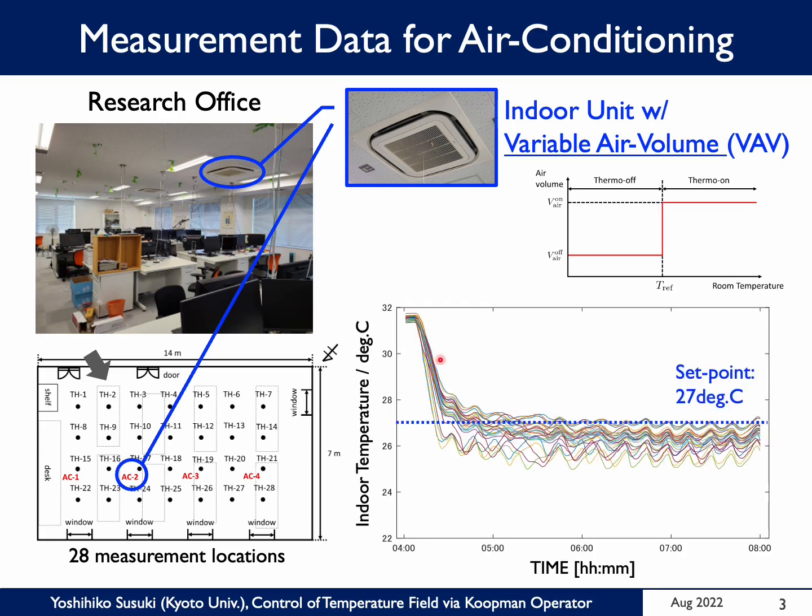The totally 28 curves show time series of temperature measured by the environmental sensors. The set point of temperature is 27 degrees Celsius for the cooling operation in summer Japan. In this figure, you can see the temperature oscillates in time with a period of about 15 minutes. This is mainly due to the above nonlinearities of the control system and is the main target to be controlled in this presentation.